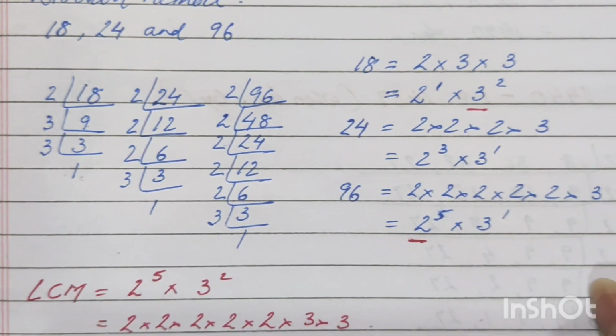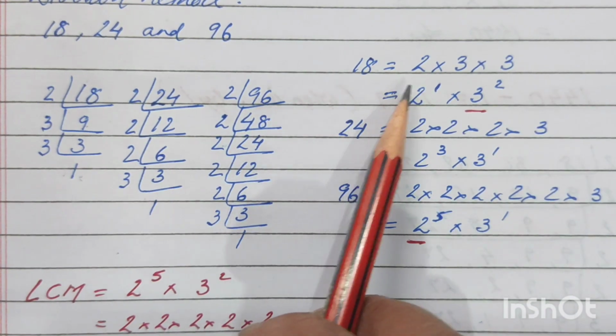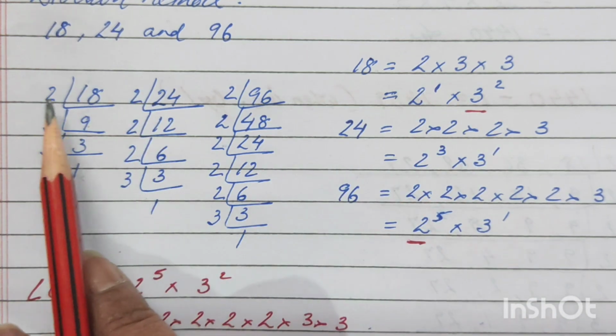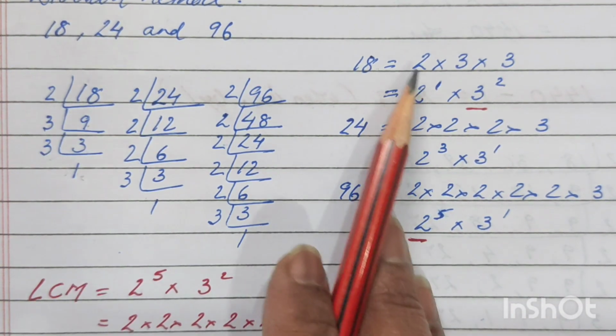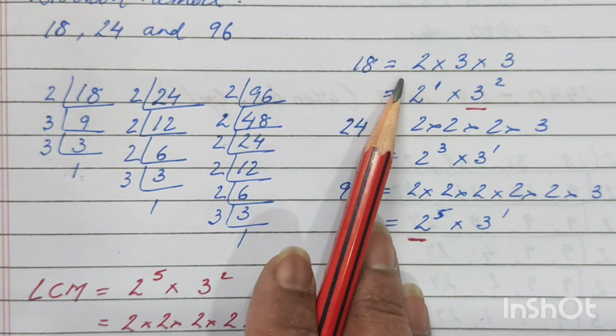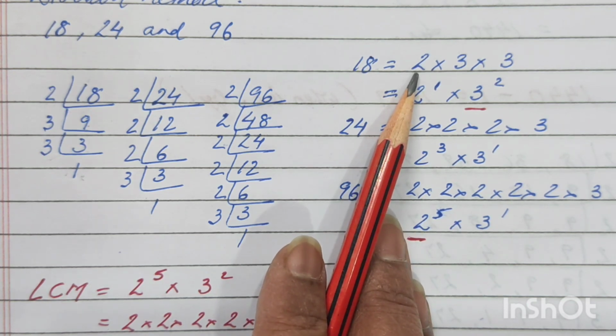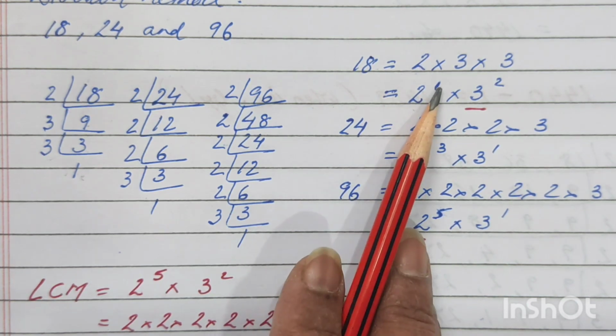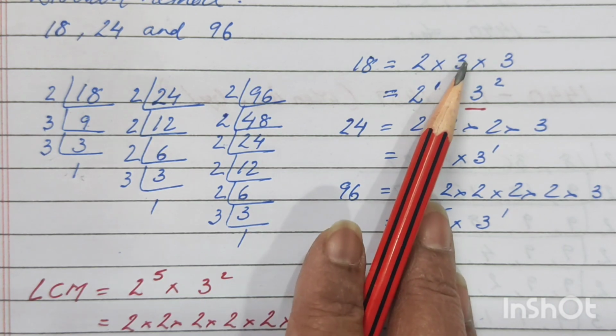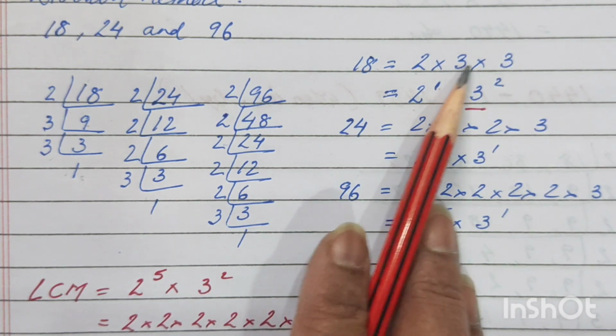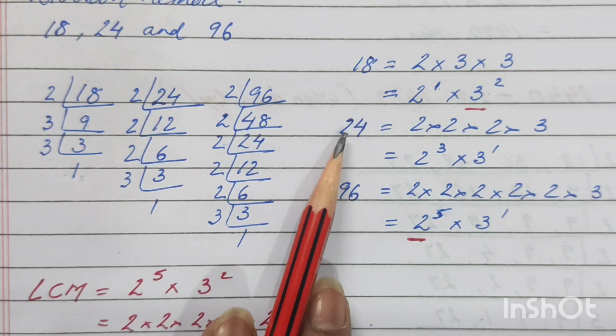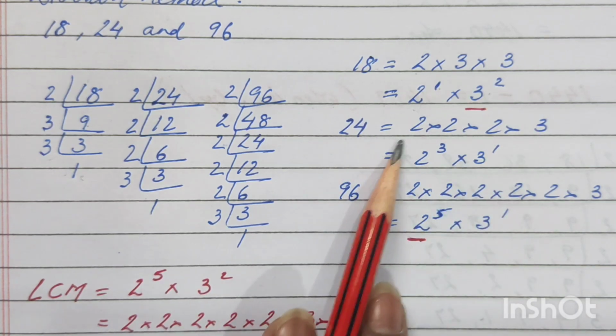Now what you do is, you have to write the factors together like this. Now this is 2 into 3 into 3. So I have written 2 raised to the power 1, children, because how many times has 2 come over here? Only 1 time. So I have written 2 raised to the power 1, multiplied by 3 raised to the power, how many times has 3 come? 2 times.